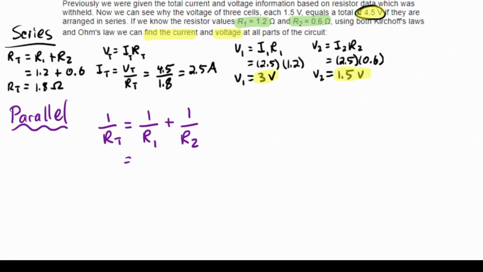Now let's plug in our values. I'm going to have 1 over the resistance for resistor 1, which is 1.2, plus 1 over 0.6, once again, right here. Same numbers as before. We've just changed the physical arrangement of the circuit, so we need to use a different formula because it behaves in a different way.